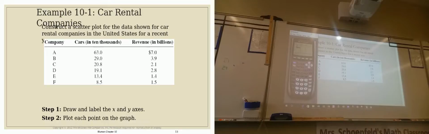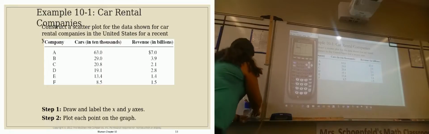I think it's selling cars, car rentals. There you go. So, okay, 20.8. This is going to take me forever.